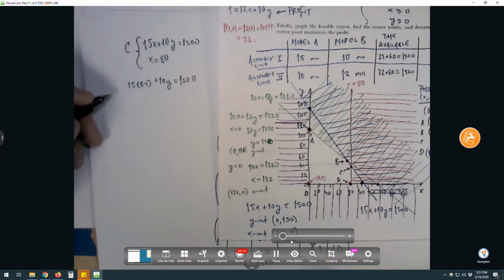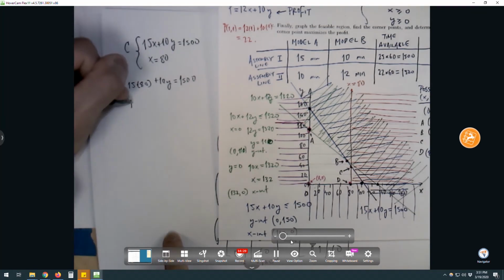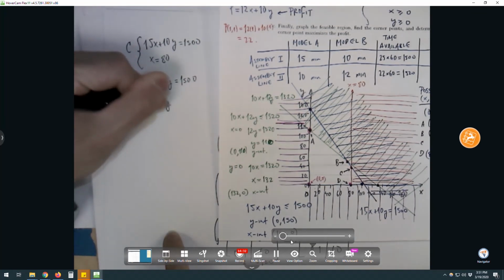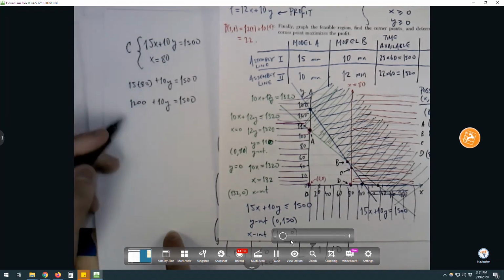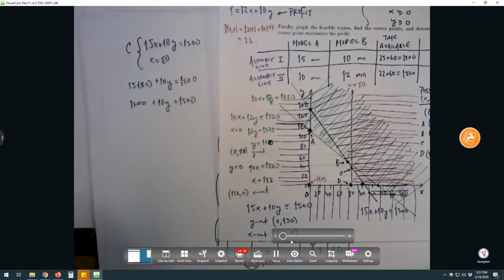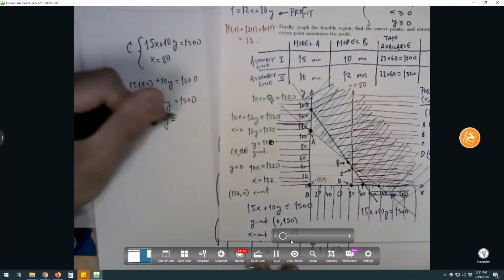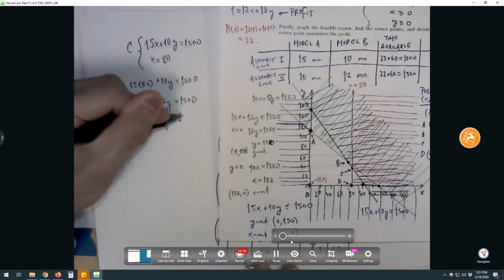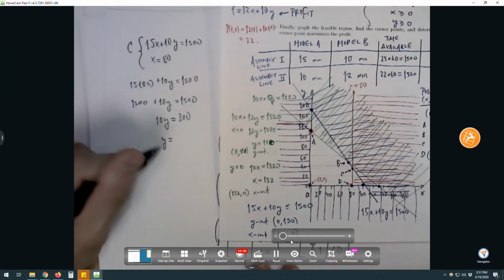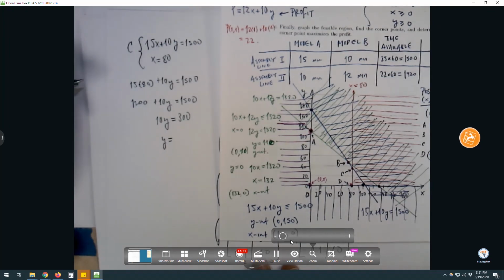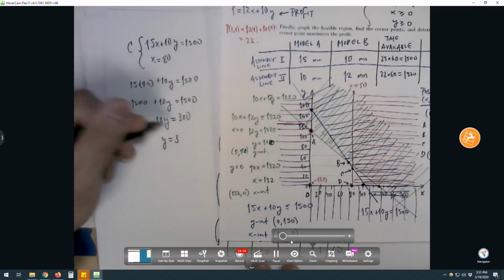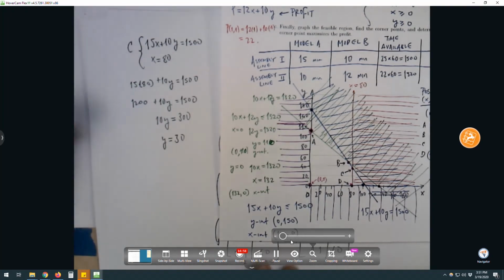So 15 times 80, that's 80 plus 40, which is 120, so I think this is 1200, plus 10y equals 1500. If we subtract the 1200 on both sides, this will just be 10y equals 1500 minus 1200. That's just 15 minus 12, so that's 300. And then you get y equals 300 divided by 10, so that would just be 30.